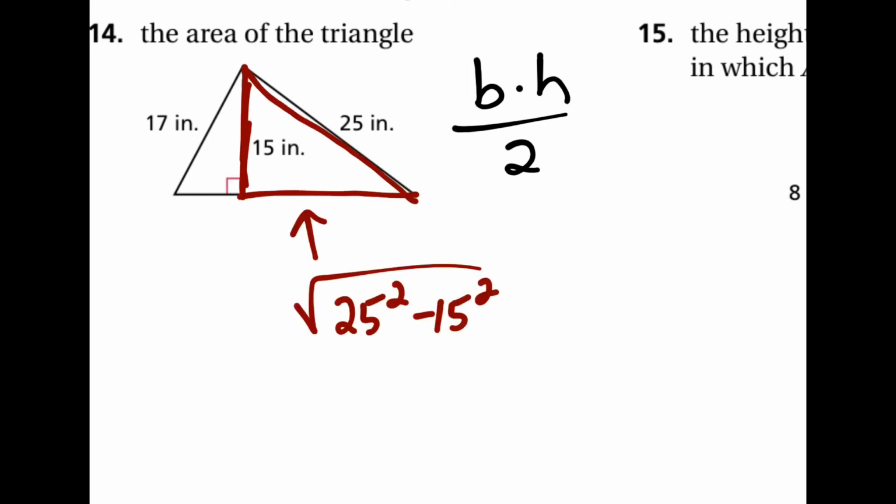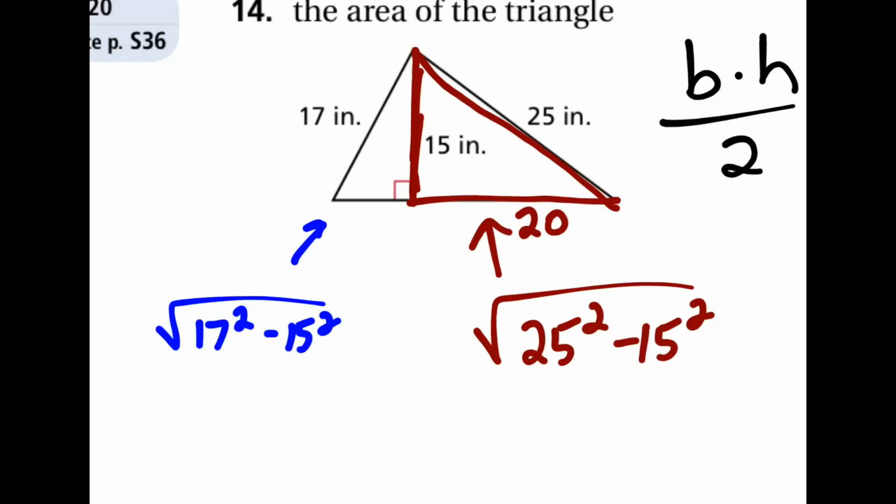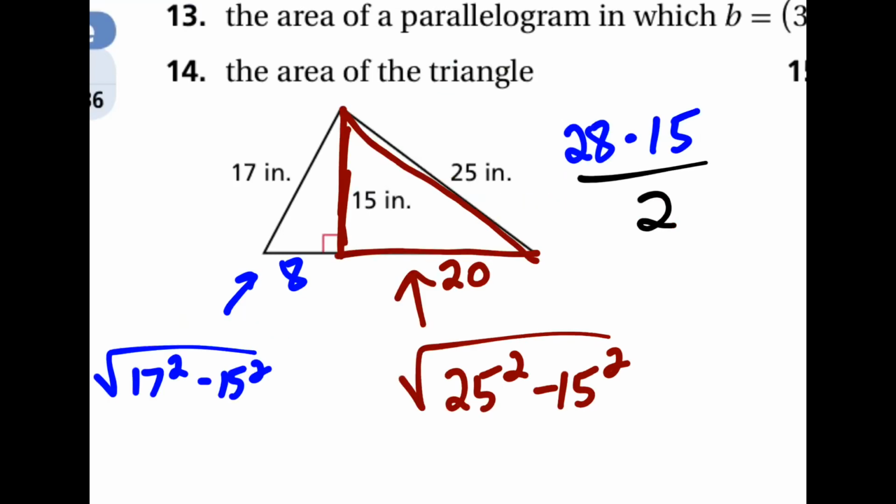So if I consider this a right triangle, the missing leg is going to be the square root of 25 squared minus 15 squared. So that value is going to be 20. And over here, I'll take the square root of 17 squared minus 15 squared. And that value is going to be 8. So adding these two distances together gives me my base, 28. So I can replace base and height with 28 and 15. My final answer is 210 inches squared.